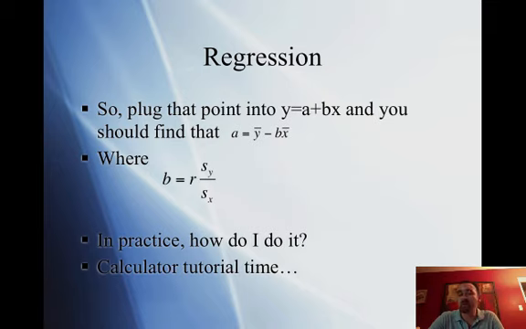If you want to find the y-intercept, which is a, we're going to use the mean of the y variable, the mean of the x variable, and the slope. That'll give you the y-intercept of the regression line. If I want to find the slope of the regression line, I need to know the correlation coefficient r, the standard deviation of y, and the standard deviation of x. That will give me the slope. So these two formulas are going to be important for us in order to calculate the regression line sort of by hand.